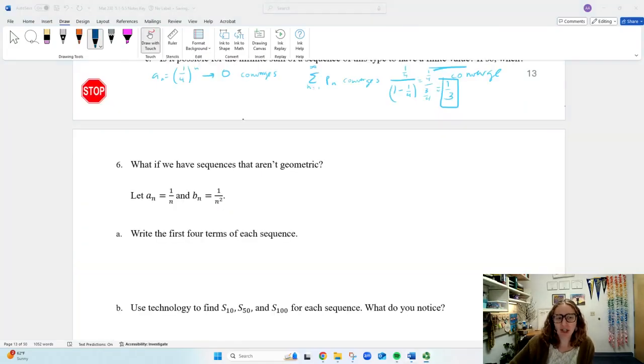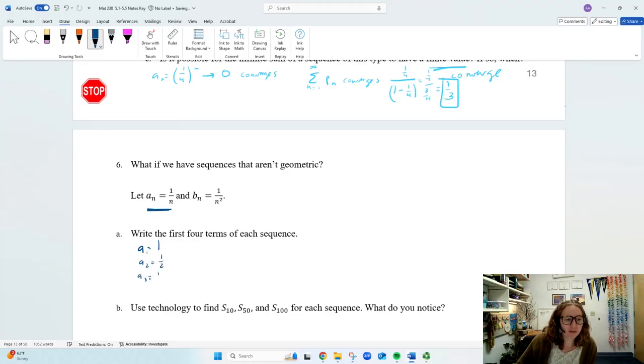Okay, next we're actually going to look at both of these two sequences, and I am going to write my a sub n, the first 4 terms of that sequence in blue, and I'll do the other one in orange. So my first term in my sequence is going to be 1/1, which is just 1. My second term is going to be 1/2. My third term is going to be 1/3, and my fourth term is going to be 1/4.